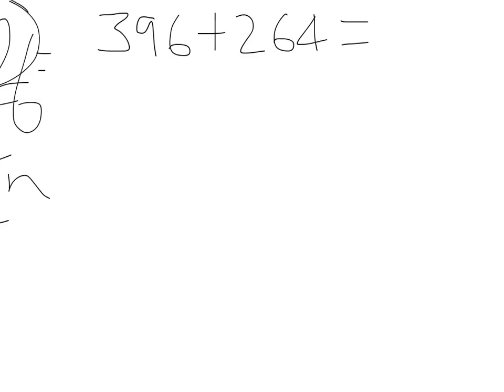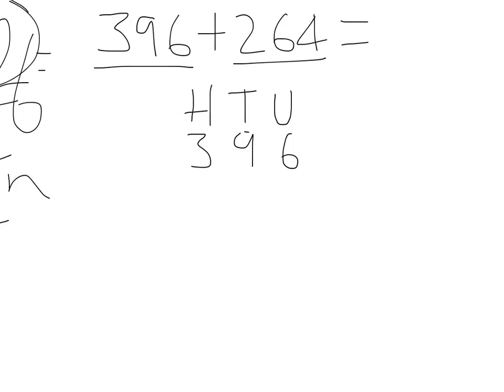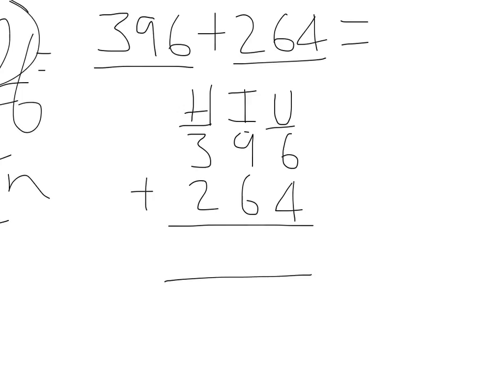So, again, we still look at lining them up with the units, tens, and hundreds. We're going to start by putting the first number first, 396. And the second number, 264. We're going to make sure we're lining them up, the units with the units, the tens with the tens, and the hundreds with the hundreds. Do a line and an addition sign.